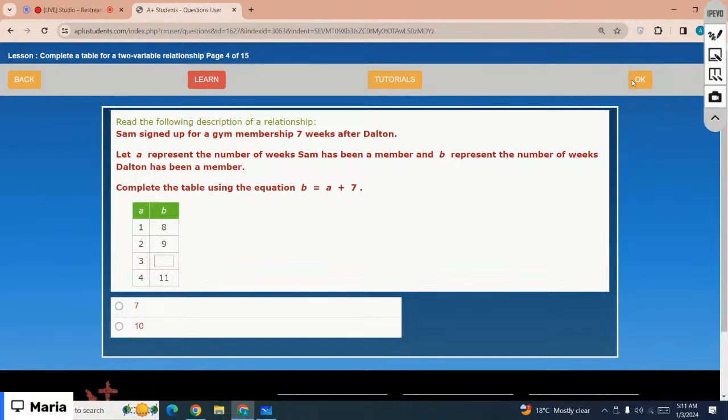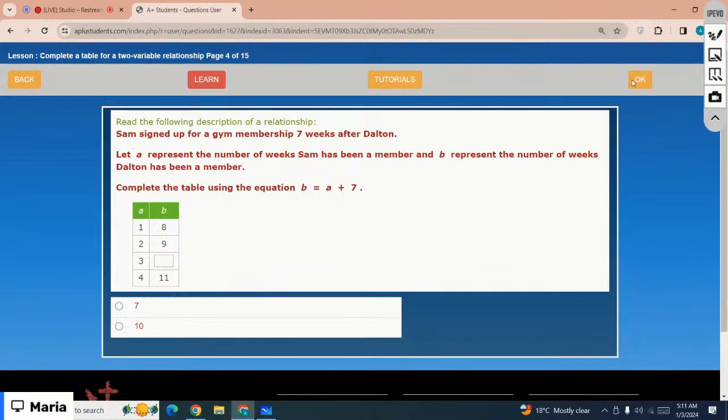Sam signed up for a gym membership 7 weeks after Dalton. Let A represent the number of weeks Sam had been a member and B represent the number of weeks Dalton has been a member. Complete the table using the equation B equals A plus 7. You have to find the value of B when A equals 3. So which is the correct option?